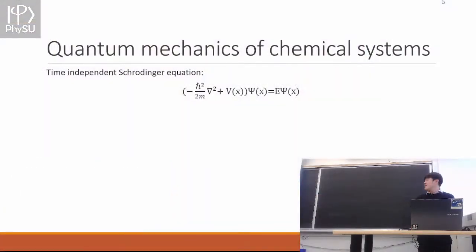How many of you have a background in quantum mechanics or some background in quantum mechanics? Okay, it's 2/3 of the room. That's pretty good.